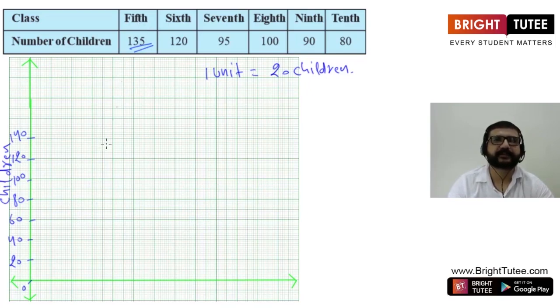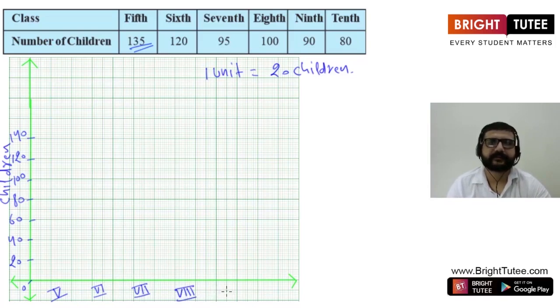So now for the class 5th, the number of students are 135. Now here on the horizontal line we will represent the classes. So here is for the 5th class, and then we will draw for the 6th class, and then 7th, 8th, 9th and 10th class. So as we can see, in the 5th class the number of children are 135. So its bar will be like this.